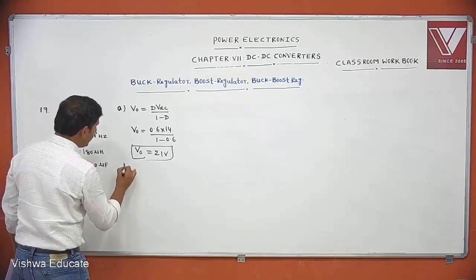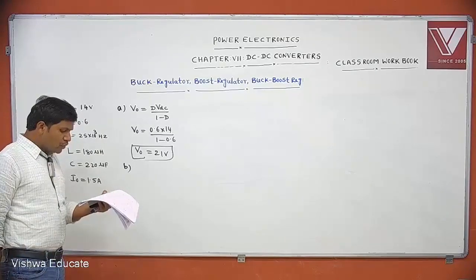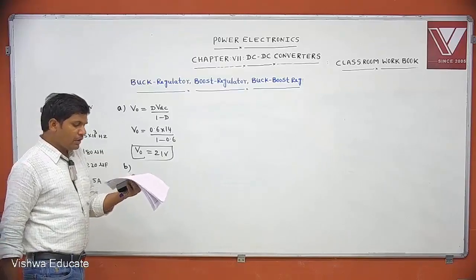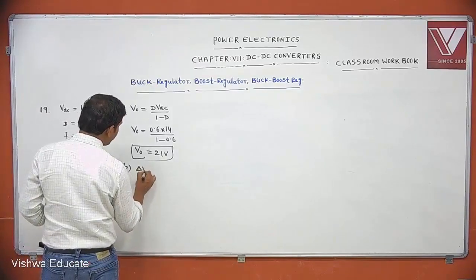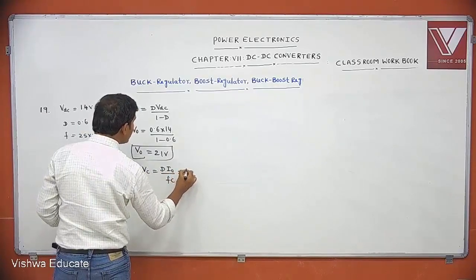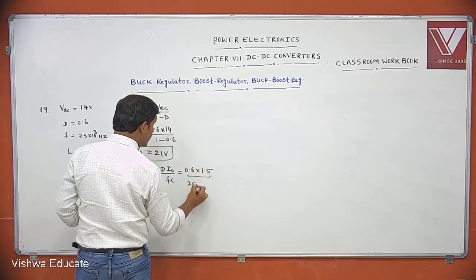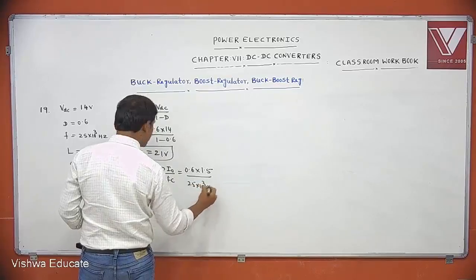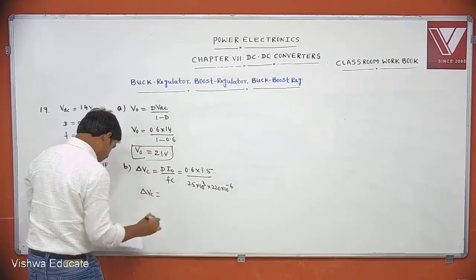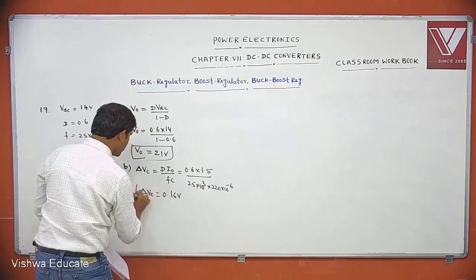Then what is question B in the 19th question? The peak to peak capacitor ripple voltage. Then you calculate delta Vc. What is the delta Vc formula? D I naught by F C. D is duty cycle, how much? 0.6. I naught is how much? 1.5. Frequency, 25 kHz. Capacitance, 220 microfarad into 10 power minus 6. Simplifying this, we can get 0.16 volts peak to peak capacitor ripple voltage.